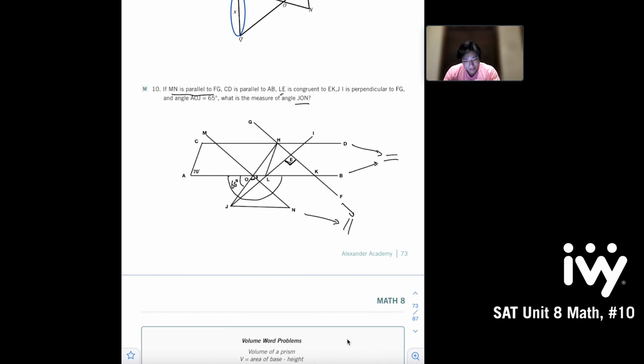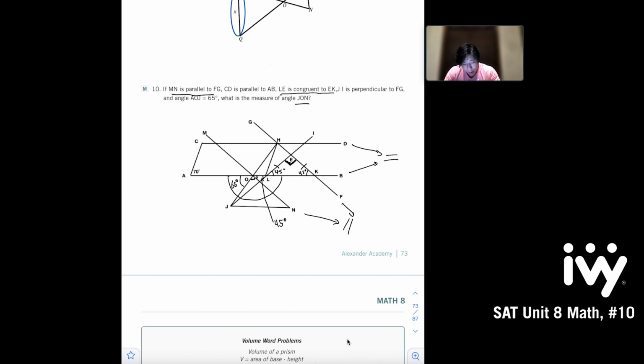We see that LE is congruent to EK. That just means that these two are going to be congruent. So this is an isosceles triangle. And since we know that this is 90 degrees, that means that these two angles are both going to have to be 90 divided by 2, or 45 degrees, just like this. So now what do we have? We can see that by vertical angles, this in here also needs to be 45 degrees. Let's go ahead and label that. That is 45 degrees.